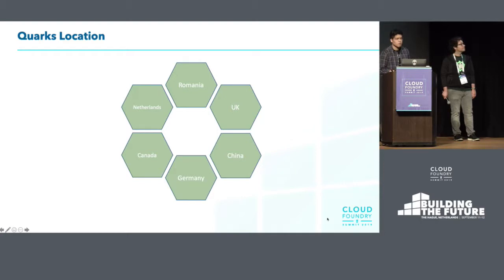So while we're speaking about Quarks, it's important to know who the Quarks team is and where they are located. So we are spread around the world. We have the team lead in Romania. We have interns in the UK, one IBM developer in China. Most of the developers are in Germany, three of them from SUSE in Nuremberg, and I am in Stuttgart. We have also developers in Canada, and the PM in the host country.